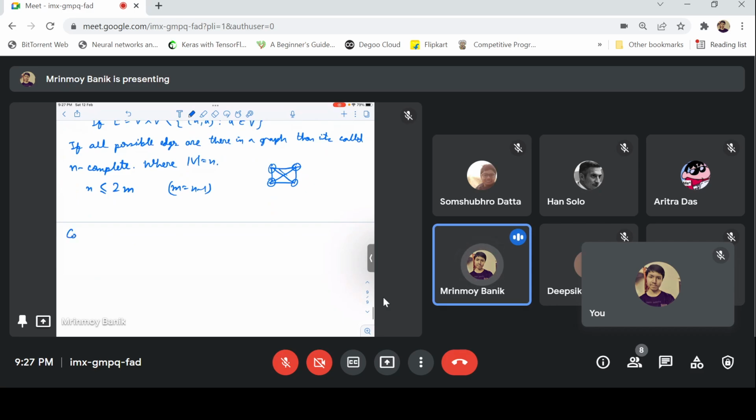So what is a connected graph? If there is a path between any two vertices vi and vj in V, direct or indirect, so for all vi, vj in V, if there exists a path vi to vj inside E, then G is called connected.